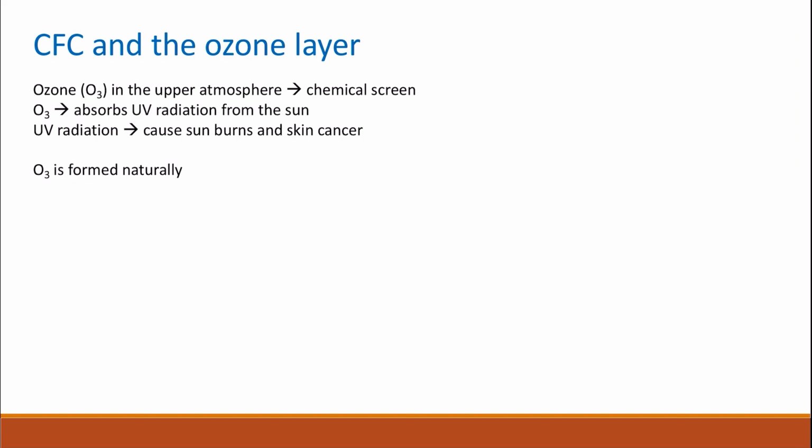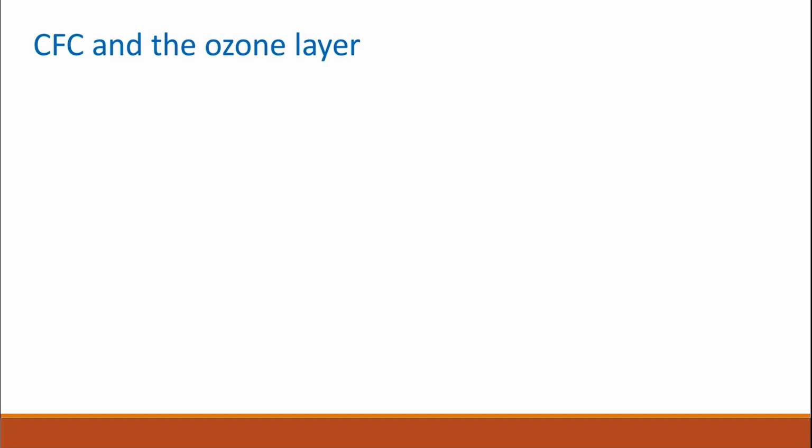So how is the ozone formed? The ozone is formed naturally in the upper atmosphere. So we have the oxygen in the atmosphere which absorbs the UV light and that will make oxygen free radicals. So oxygen free radicals will be formed naturally in the upper atmosphere. And then the oxygen free radicals will react with oxygen molecules to give the ozone molecules, and that forms the ozone layer. So how does CFC affect the ozone layer?